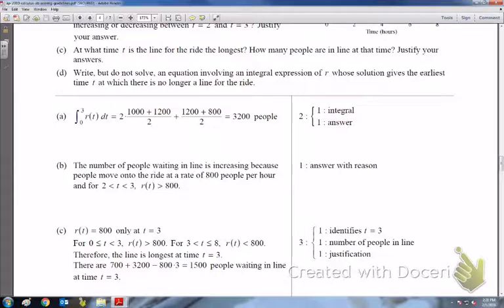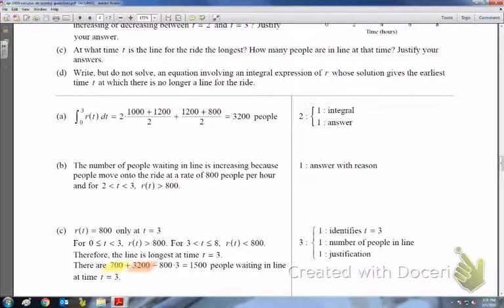So here's where they get that from. Let me highlight the three different pieces. The first piece is how many people were starting in line. So 700 people started in line before the ride even opened. So we have to count them.